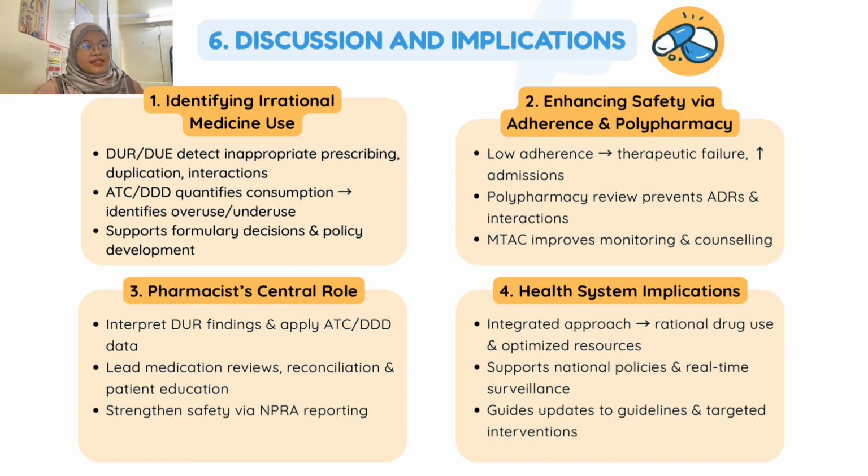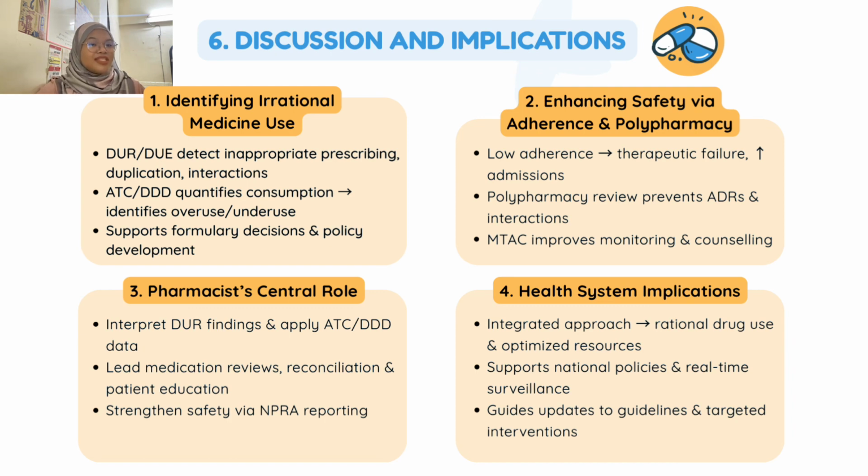On this slide, I discuss how integrating DUR, DUE, and the ATC-DDD system strengthens rational medicines use. First, DUR and DUE help detect irrational practices such as duplication, interaction, and non-guideline prescribing, while ATC-DDD provides measurable evidence of overuse or underuse. Second, assessing adherence and polypharmacy is crucial for safety because poor adherence drives treatment failure, and unmanaged polypharmacy increases ADRs. Programs like MTAC play a major role here.